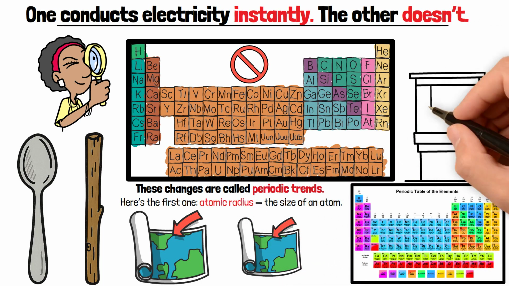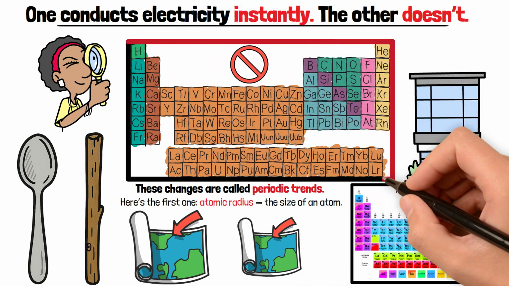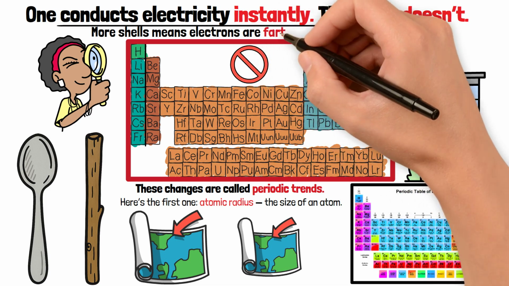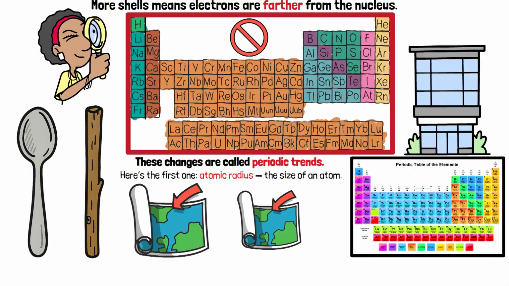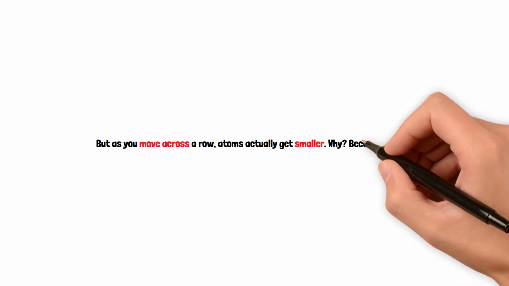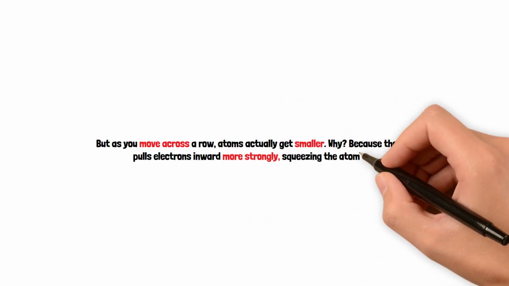Imagine stacking floors on a building. As you move down the periodic table, atoms get bigger because they gain more electron shells. More shells means electrons are farther from the nucleus. But as you move across a row, atoms actually get smaller. Why? Because the nucleus pulls electrons inward more strongly, squeezing the atom tighter.